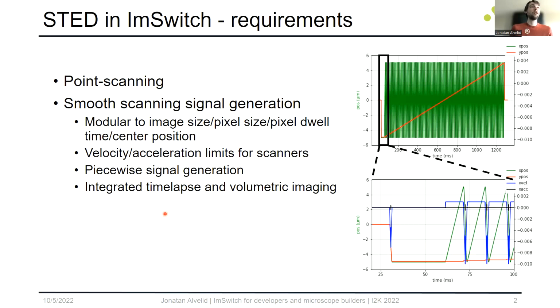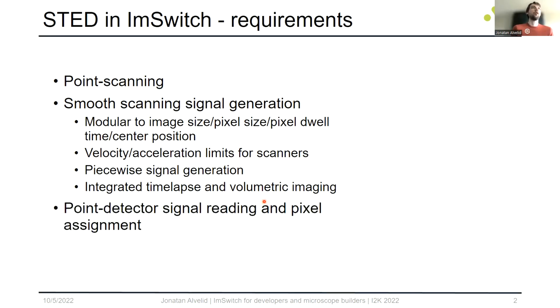We also need to integrate both time-lapse and volumetric imaging, so basically multiple axis recordings into this in order to be able to perform this as fast as possible. But I will not talk so much about this. I will move forward. We also needed, for example, a point detector signal reading and a pixel assignment to the image. And this is also crucial and very different from how we would perform camera-based imaging. And this needs to be synchronized also to the scanning to know that we're taking the right signals that we get and putting them in the correct pixels.